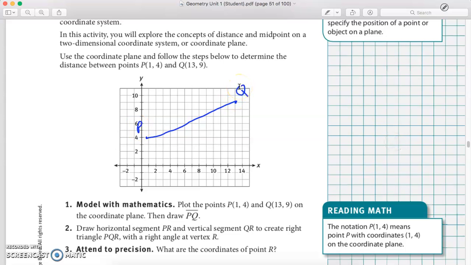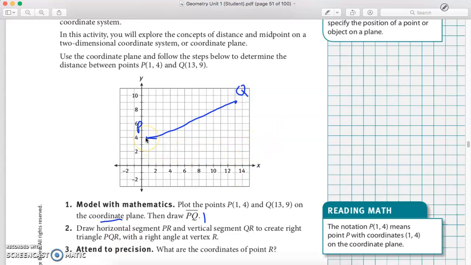Alright, now part 2 says to draw a horizontal segment. Okay, horizontal means flat like this. Vertical means up and down. So we want to draw a flat line segment PR and a vertical segment QR, right? So the horizontal one's got to connect to P. So it's got to be flat like this, PR, and then a vertical one, QR. So we want those 2 segments to connect at point R to create a right triangle, right? A right triangle meaning 90 degrees.